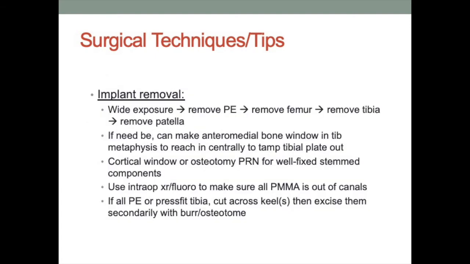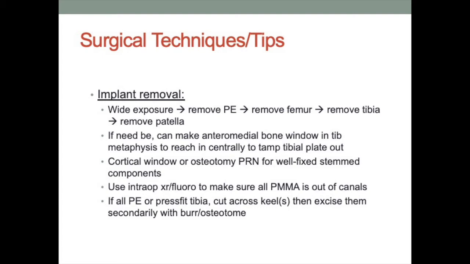With implant removal, you usually need a wide exposure here. You need to remove the polyethylene first, get that out of the way, then you want to remove the femur. And the reason you do that first is because even with a hyperflexed knee, extracting the tibial component is extremely difficult to get around the femoral condyles, and so you may risk fracturing the tibia while trying to finagle that.